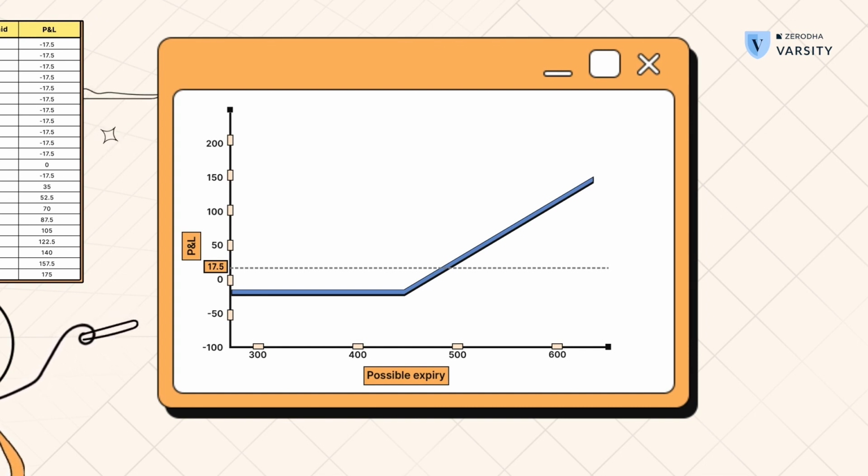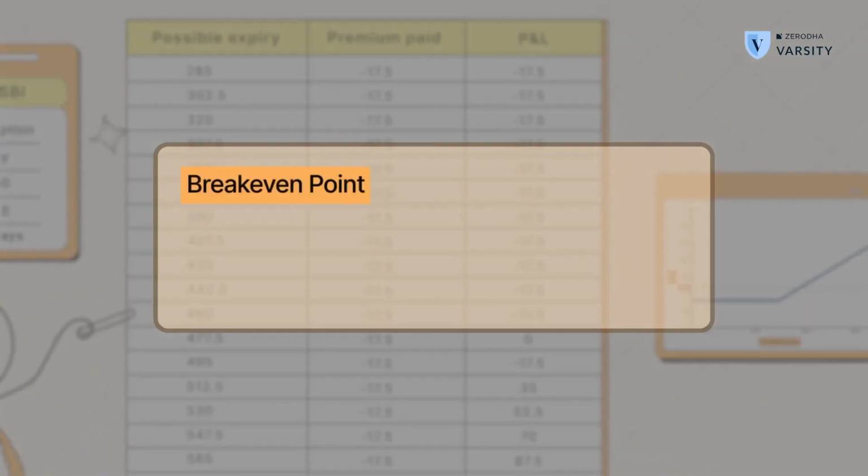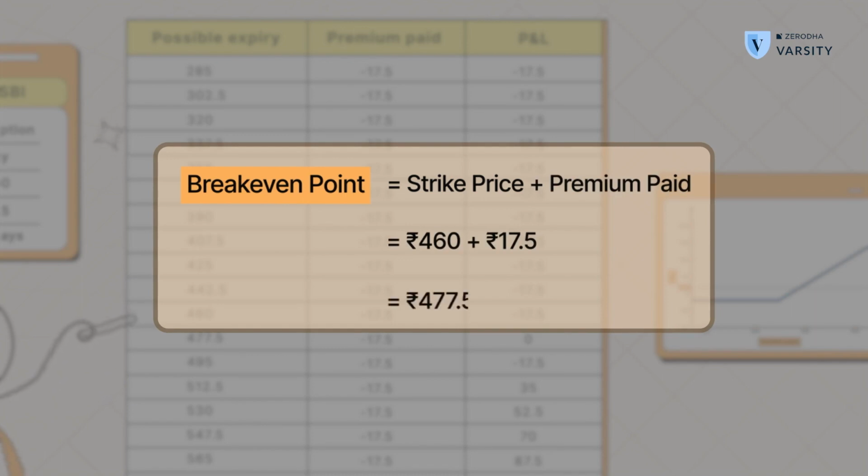Now, there is a point here where the blue line meets the gray line, and this is the zero line. This is the zero point, which means at this particular point, you break even. You neither make money nor lose money. If you look at the table on the left, you can identify that 477.5 is where you break even. How did you arrive at 477.5? Well, it's straightforward. It is the strike price, which is 460, plus the premium that you've paid, that is 17.5. So 477.5 is where you break even here.